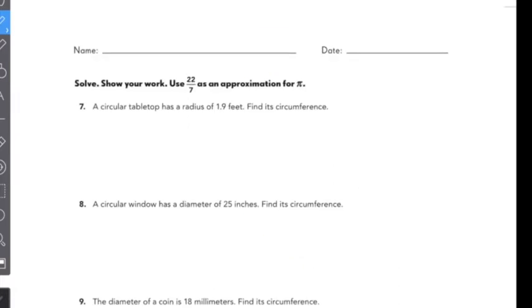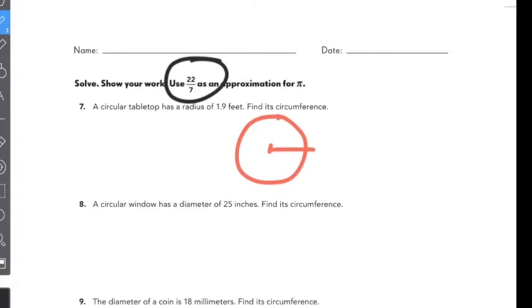And let's look at the back. So we'll look at a couple of these real quick. All of these you must use 22/7. So the first one, it says it's a circular tabletop. So circular tabletop means a circle. I like to draw a little picture. Here's the radius. It's 1.9.